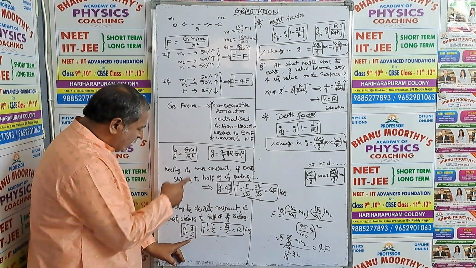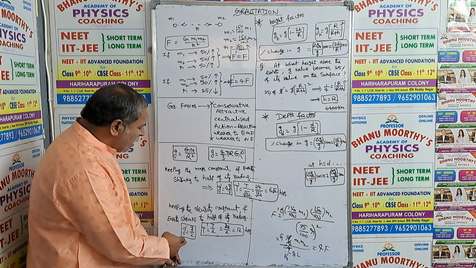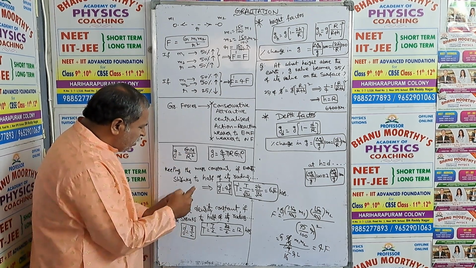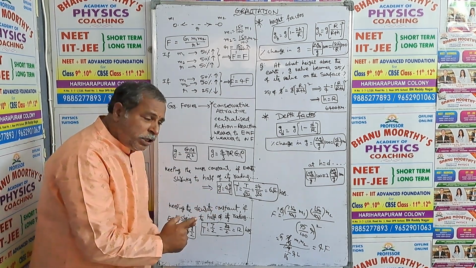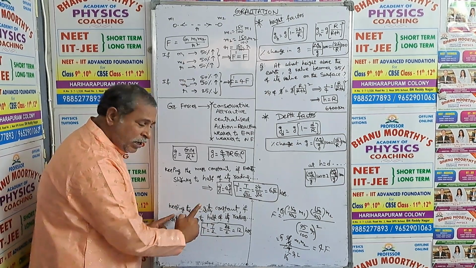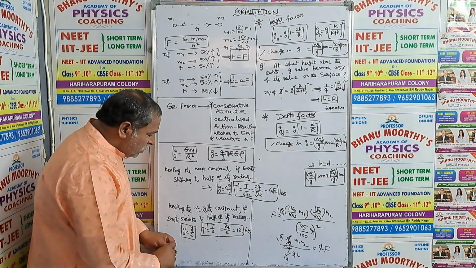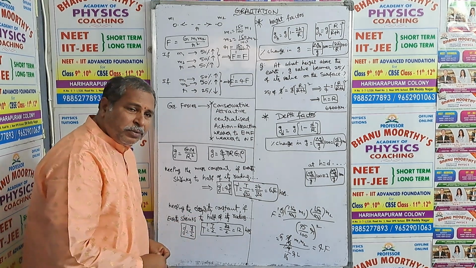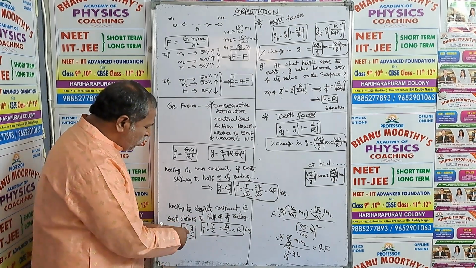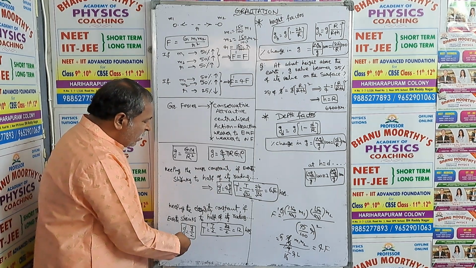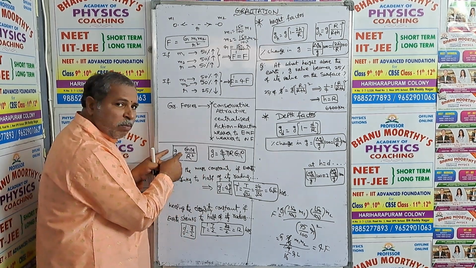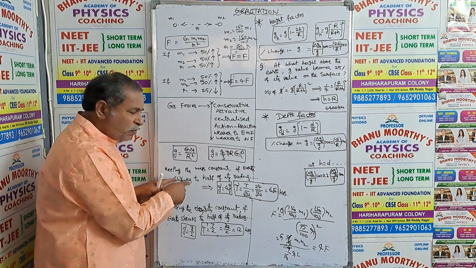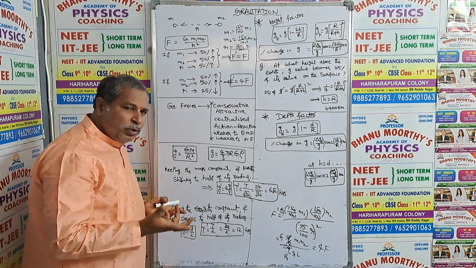So keeping the mass constant, g dash becomes 4g. Keeping the density constant, what does g dash become? g dash becomes g by 2. Okay, if density is constant, this formula you have to select, and if mass is constant, this formula you have to select. So the formula according to the situation you have to select.